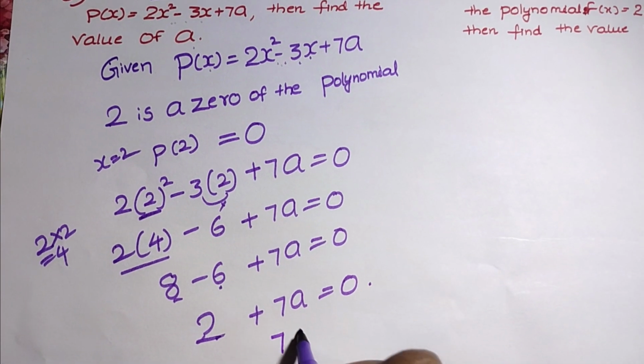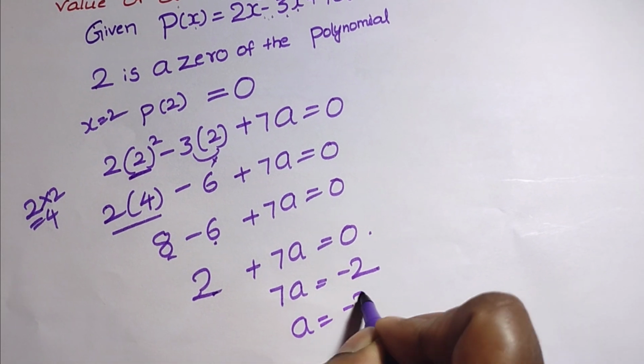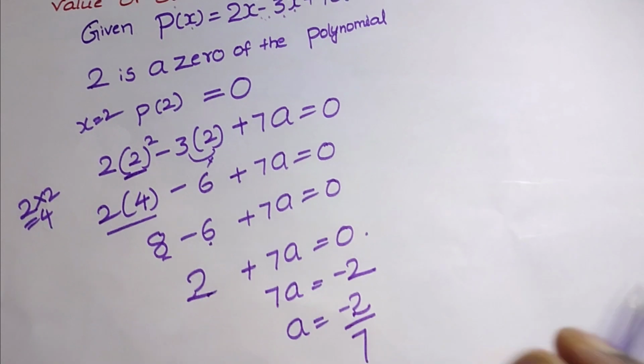2 రైట్ సైడ్ తీసుకెళ్తే ఏమవుతుంది, -2, పాజిటివ్ నెంబర్ నెగిటివ్ నెంబర్ అవుతుంది. a is equal to -2/7.